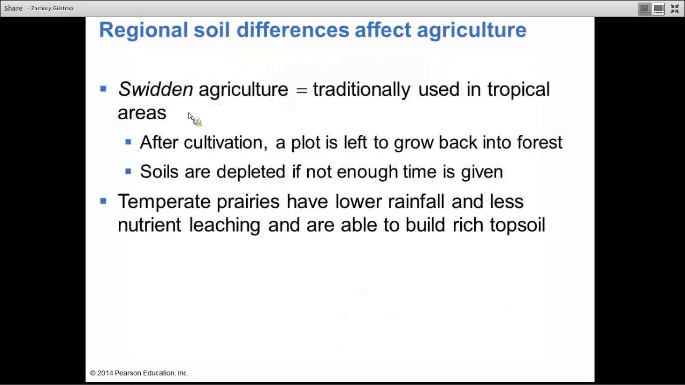So lastly, we're going to talk about Swidden agriculture for this particular topic, and it's traditionally used in tropical areas. After cultivation of a particular product, a plot is left to grow back into forest. Soils are depleted if not given enough time. This is a very time-consuming process. And then temperate prairies have lower rainfall and less nutrient leaching and are able to build rich topsoil. So really, depending on where you are in the world, it can really affect your soils.